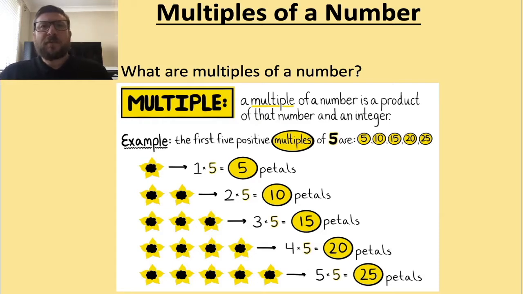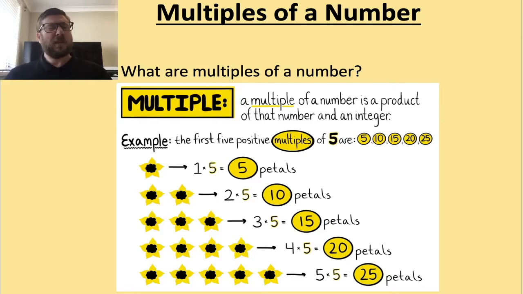So for example, the first positive multiples, because multiples go both negative and positive, for 5 are 5, 10, 15, 20, and 25. Let's have a look at the example. So 1 times 5. So if you've got one flower with 5 petals, that's 5. So the first multiple of 5 is 5. The second multiple of 5, 2 flowers with 5 petals each, is 10. So 5, 10. Next multiple of 5 is 3 times 5. So 3 times 5 equals 15. 4 times 5, 20. 5 times 5, 25.